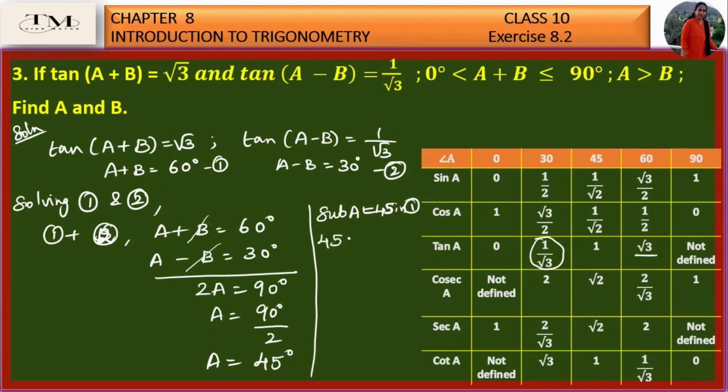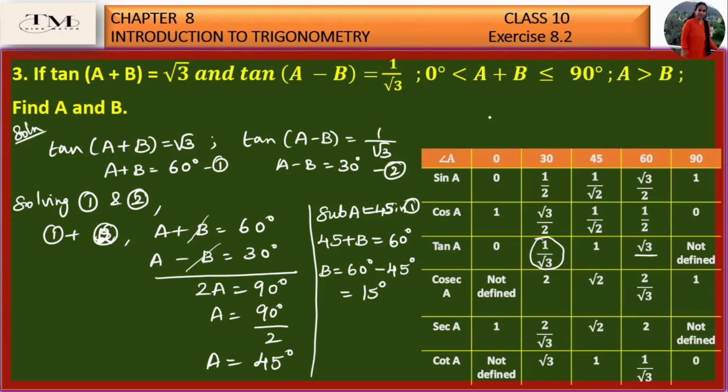So 45 plus b is equal to 60 degrees. Then b will be equal to 60 degrees, and 45 becomes minus 45. So what is 60 minus 45? It is 15 degrees. So we found a is equal to 45, b is equal to 15.